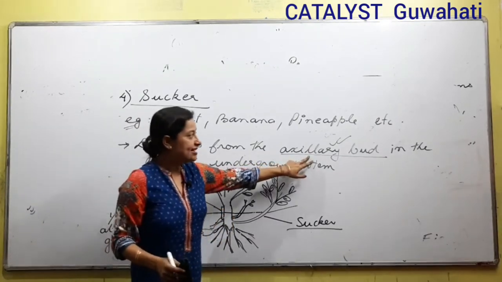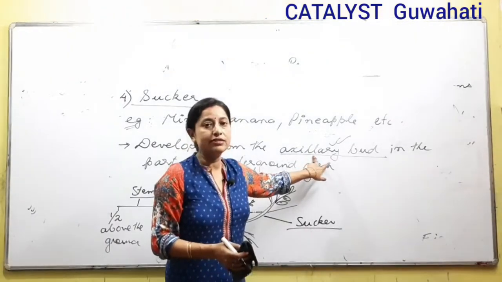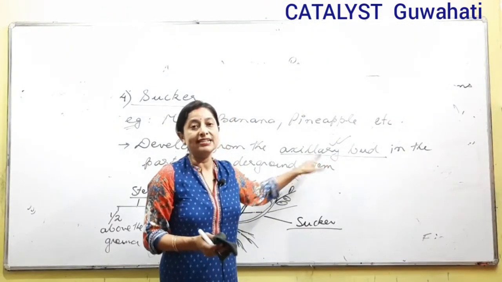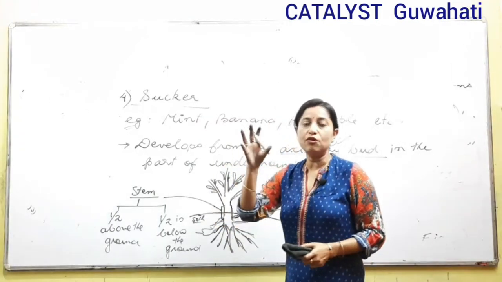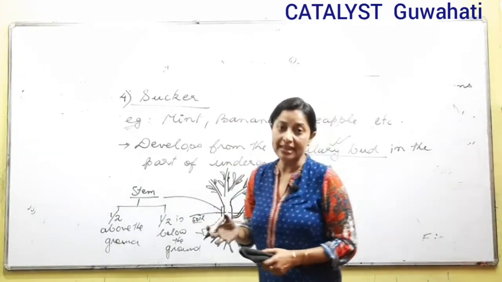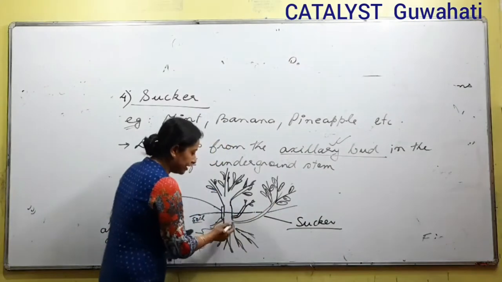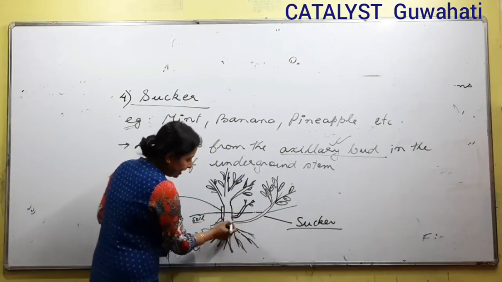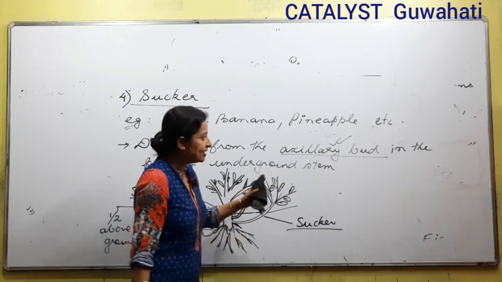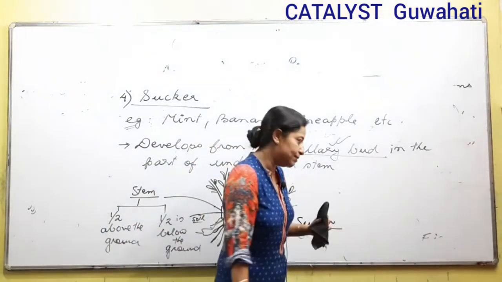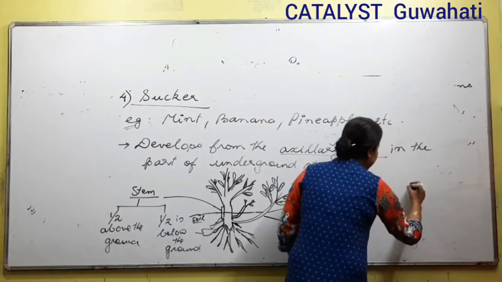Coming to the term axillary, we have two terms. One is called terminal and the other is called axillary. What is terminal? If something is formed at the tip of that part, it is called terminal. And axillary means it is formed from this portion, or maybe from this angle. The axillary position or axillary bud would be more clear if you are talking about this diagram.